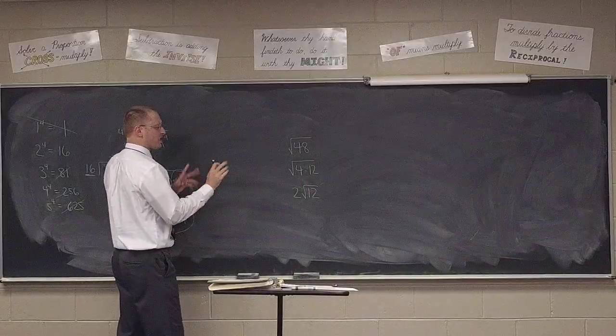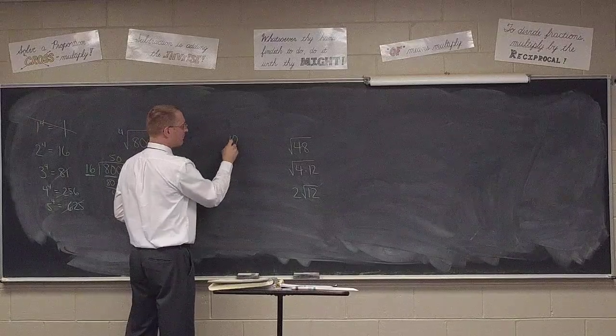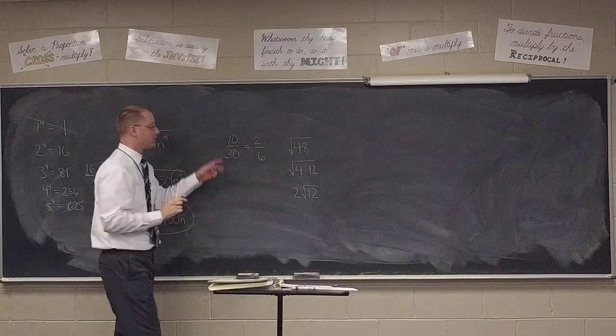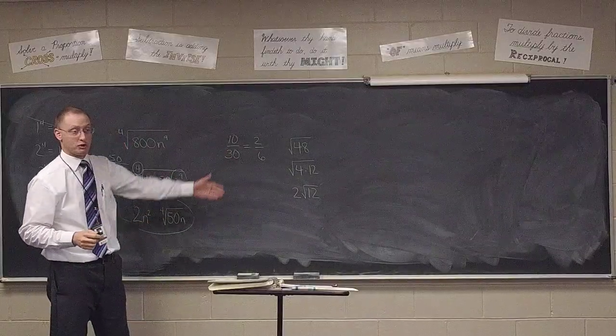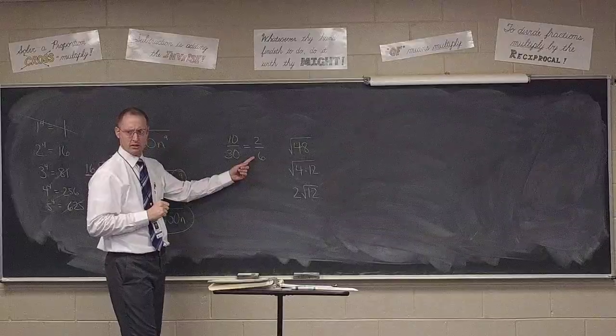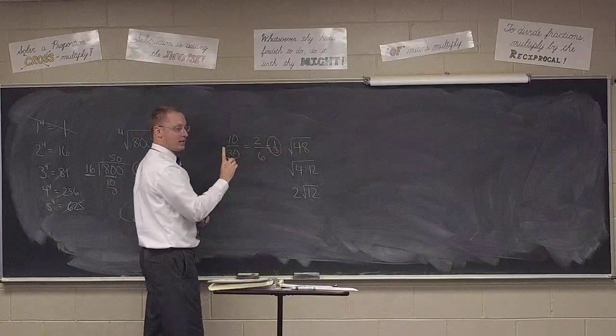And I think this is somewhat analogous to taking something like 10 thirtieths and saying, ooh, that reduces to 2 sixths. I could divide out a 5. It does reduce to 2 sixths, doesn't it? But, thoughts on 2 sixths? 1/3. You could go one more time, reduce it all the way down to a third, right?